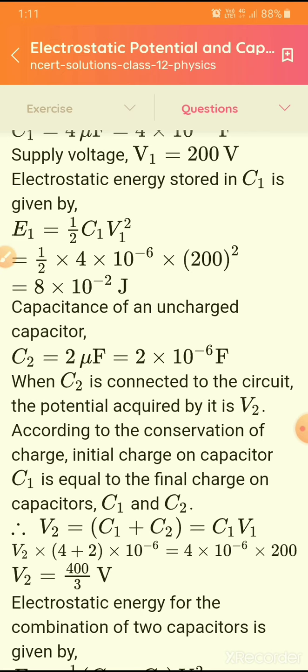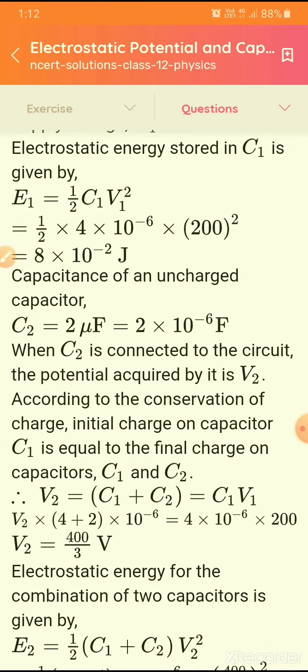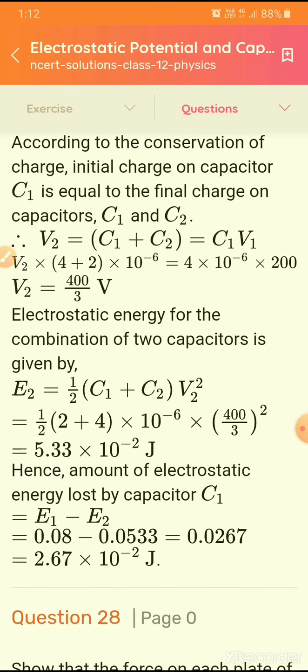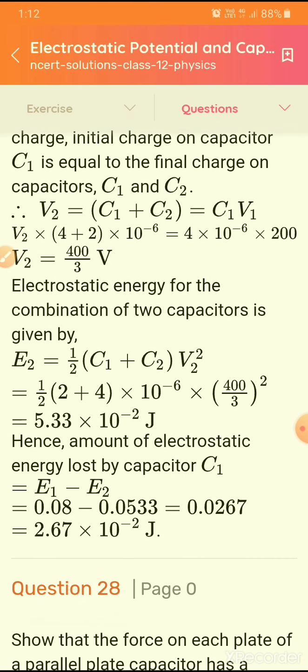So see here, V2 into C1 will be 4 and C2 will be 2 into 10 to the power of minus 6, because we have to convert it into farad, is equal to C1 value 4 into 10 to the power of minus 6 and V1 value will be 200. If you simplify all these things, you will get the answer as V2 is equal to 400 divided by 3 V. So electrostatic energy for the combination of two capacitors is given by E2 is equal to half into C1 plus C2 into V2 squared.